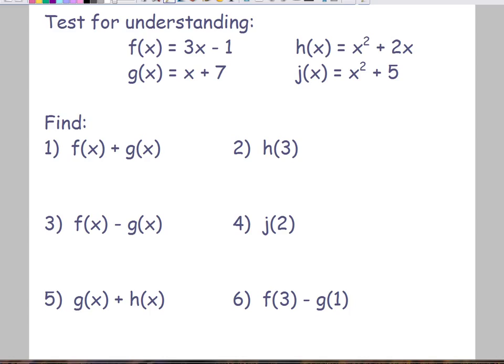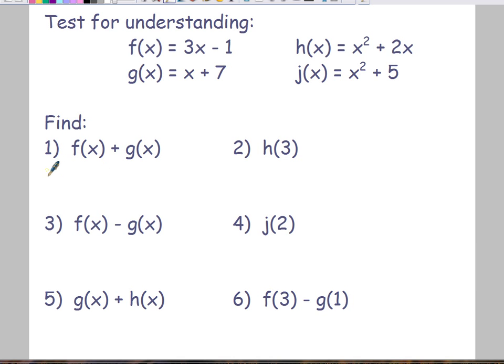Let's hurry and do a couple more examples. I'm not actually going to test you for understanding yet. We're going to do that in class. Let's just do these as examples. So, first of all, f of x plus g of x. Notice I have 4 different functions up here, each with a different letter, so I need to be careful that I'm using the right ones. I need to use function f and function g.